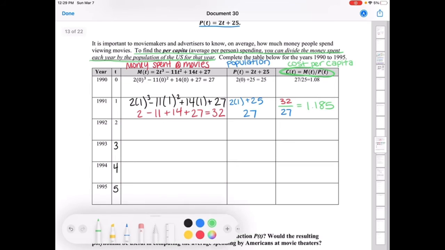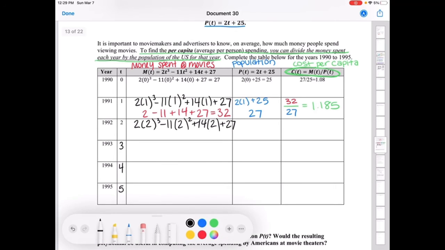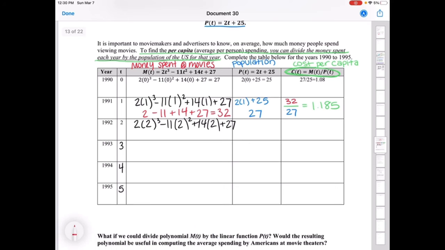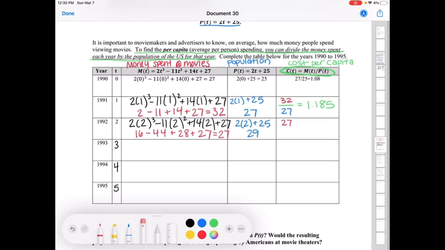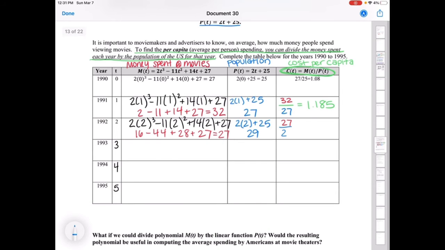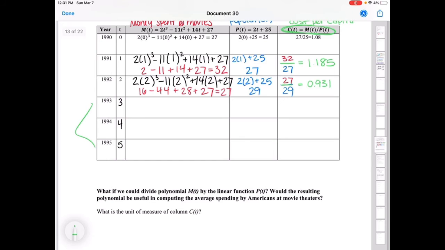I'm going to do one more example with you. So if we are substituting in 2, we're going to solve for it the same exact way. I get 27. Substituting in 2, we get 29. And again, we're going to calculate the cost by taking the money spent that year, 27, dividing it into the population for that year, which is 29, and I get 0.931. So you're going to continue. I'm going to have you do these 3 on your own.